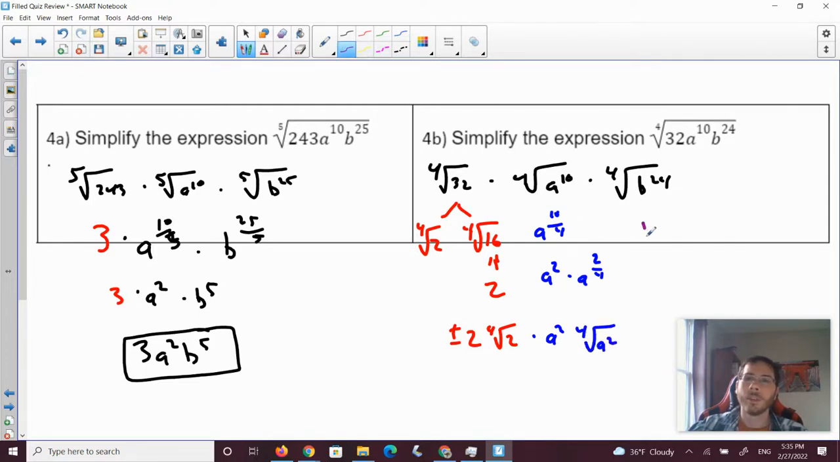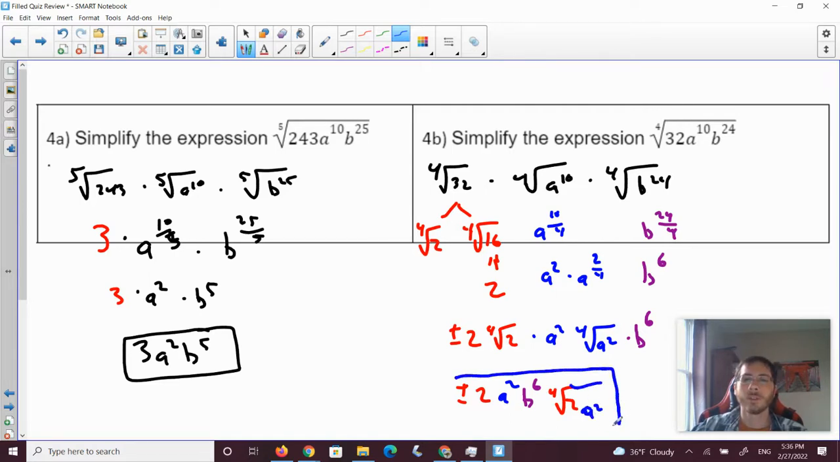For the b, we do the same thing, b to the 24 over 4, but 24 over 4 comes out nice. That's just going to be 6. So times b to the 6th power. I can clean it up a little bit. So we'll do plus or minus 2, a squared, b to the 6th, fourth root of 2. I've got a fourth root of a squared, so I'm just going to put them both into the root symbol. And there we go. So that's what the answer is. So a little bit more, but that's because not everything came out as nice as it did in part A.